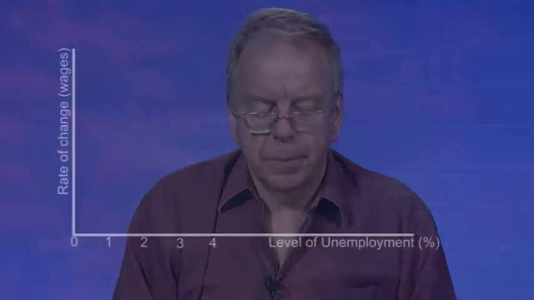The Phillips curve was named after an economist, A.W. Phillips, who came up with some interesting evidence about the relationship between unemployment and inflation. A relationship which he said wasn't consistent with the classical view of the world, but was consistent with a Keynesian view of the world. So let's have a look at what the Phillips curve showed.